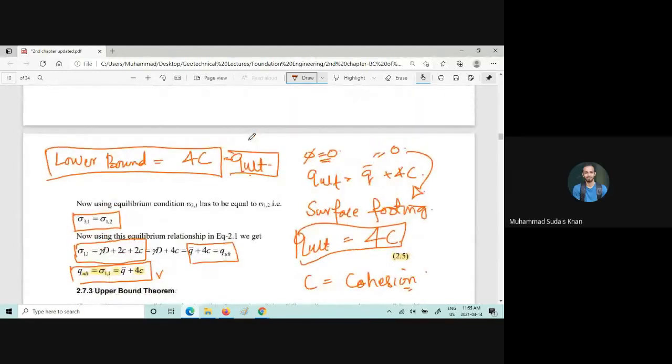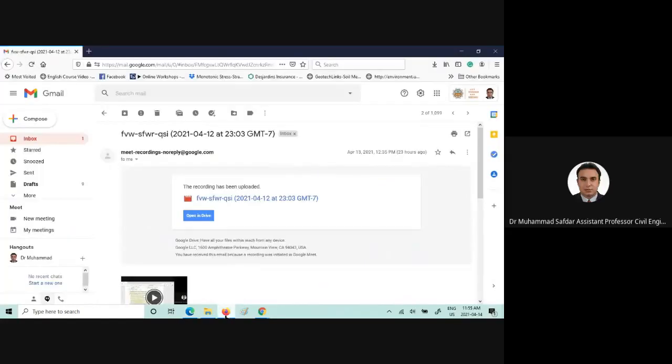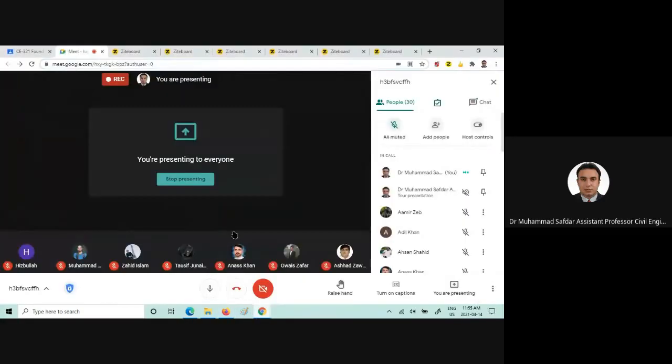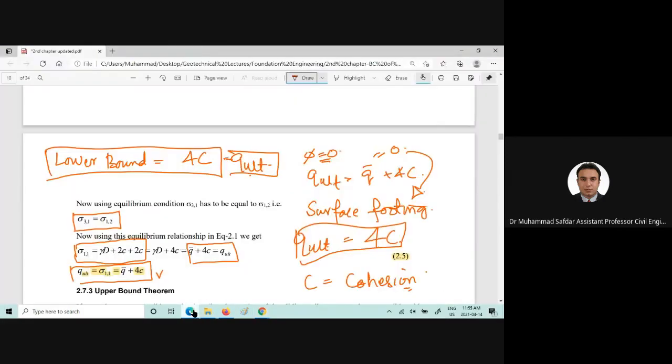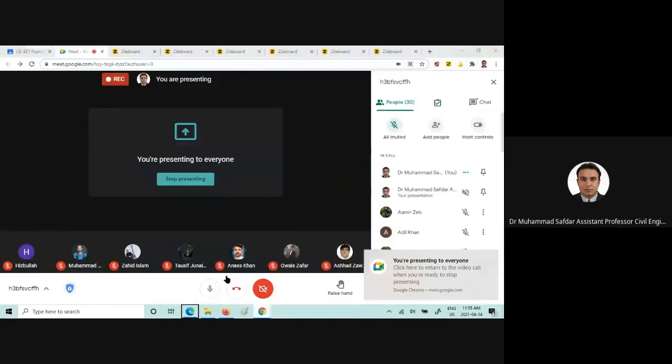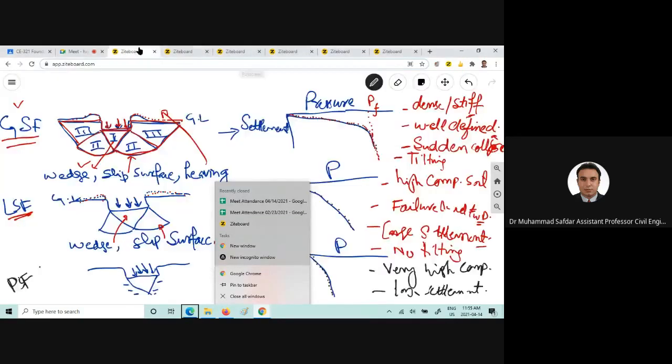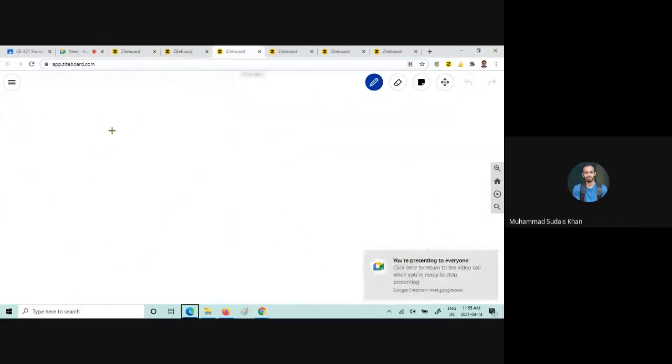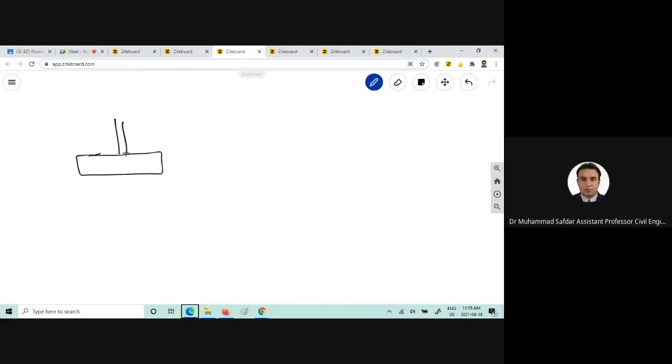Sir, what do you mean by surface footing? Surface footing means that if we place the footing on the surface, let me draw here somewhere. So you will still call it foundation? Yes, obviously. On surface. Yes, obviously.